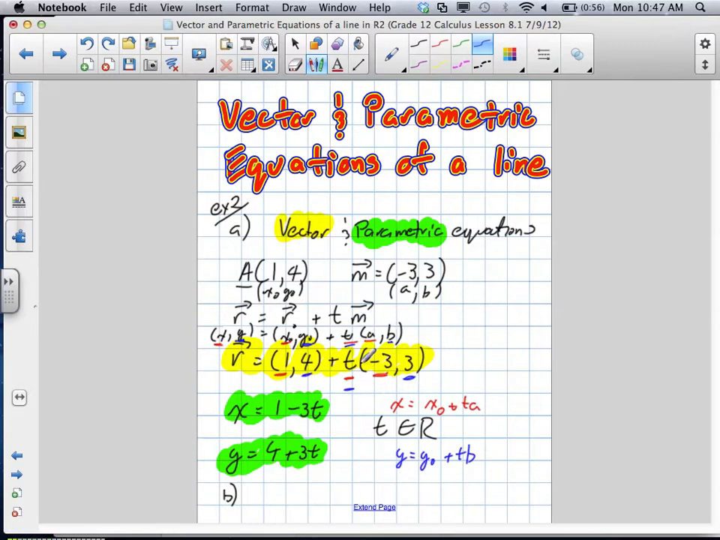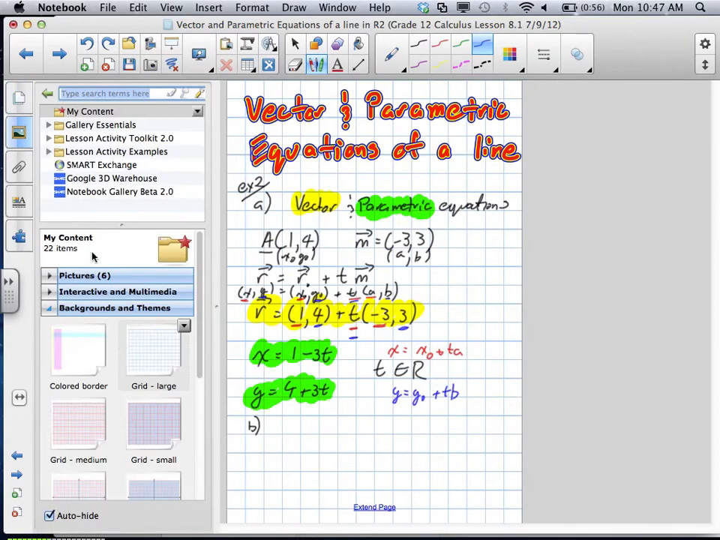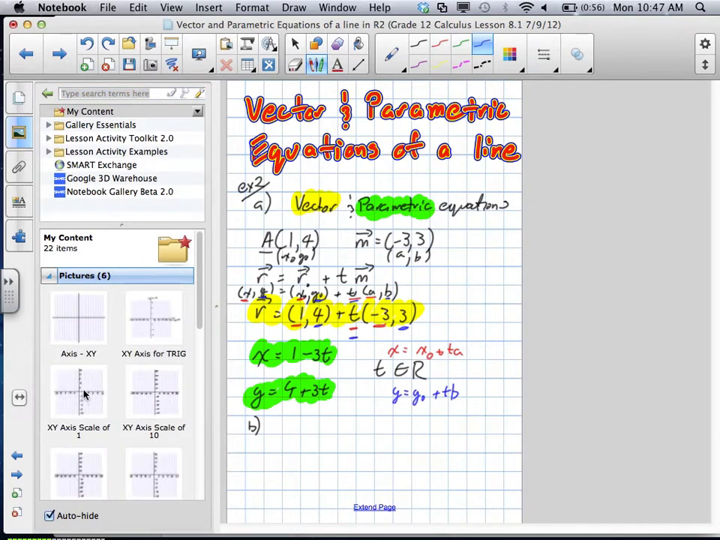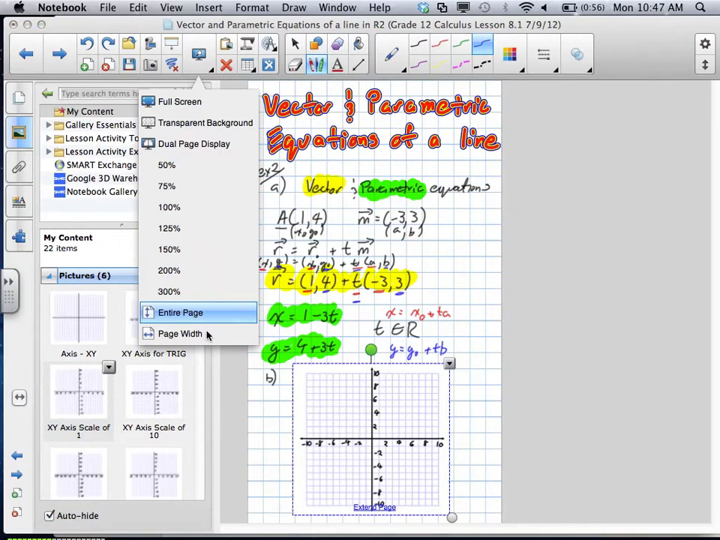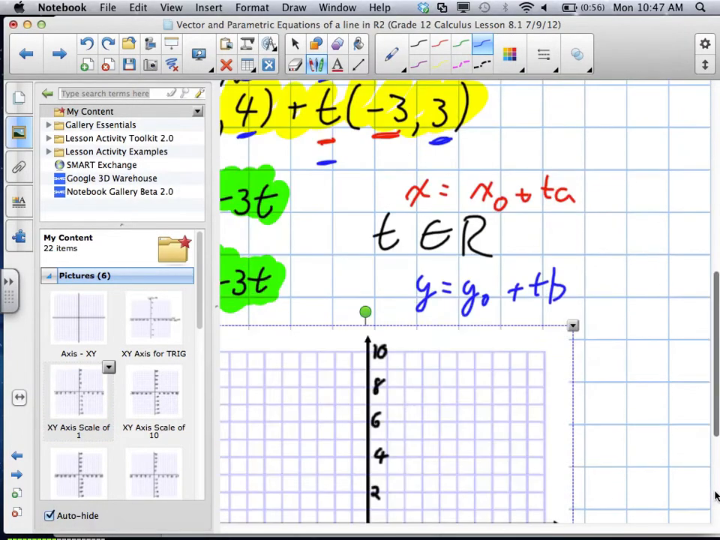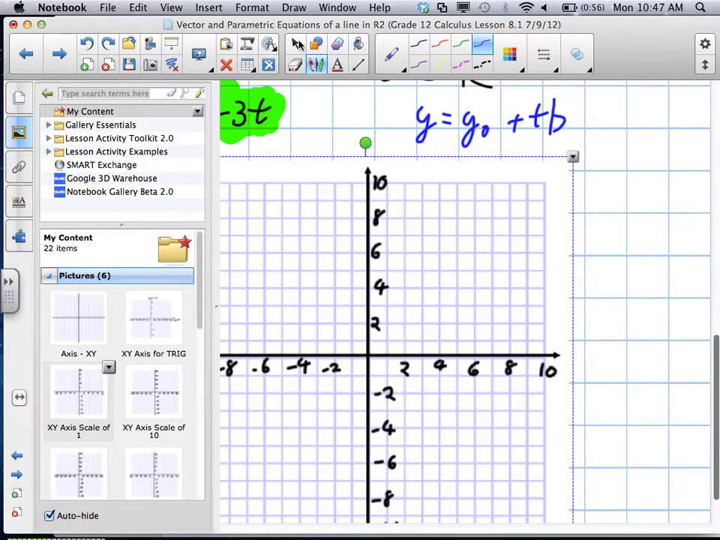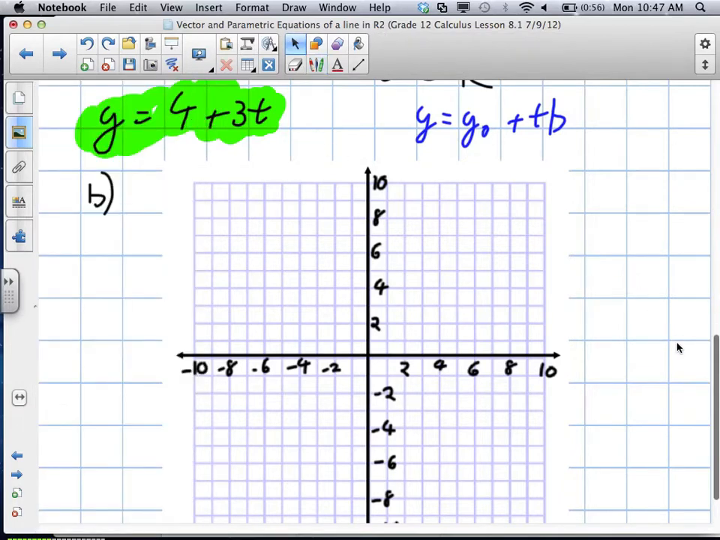Now B says, like I stated, we need to sketch this line and determine the coordinates of 4 points along the line. So they want us to sketch this line here. We're going to bring in the graph. We'll zoom in here.